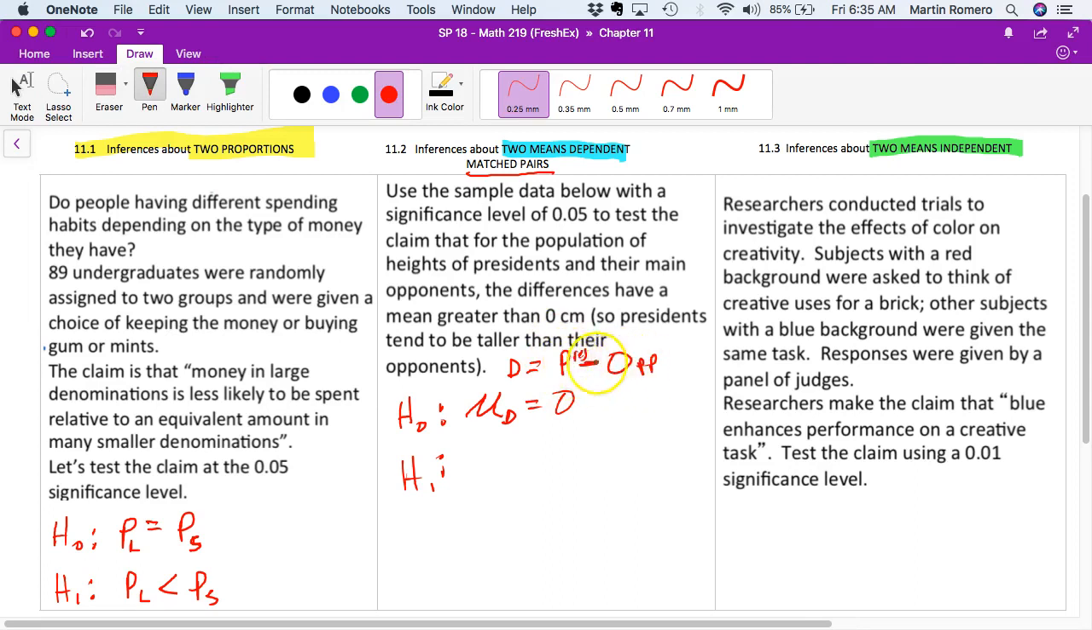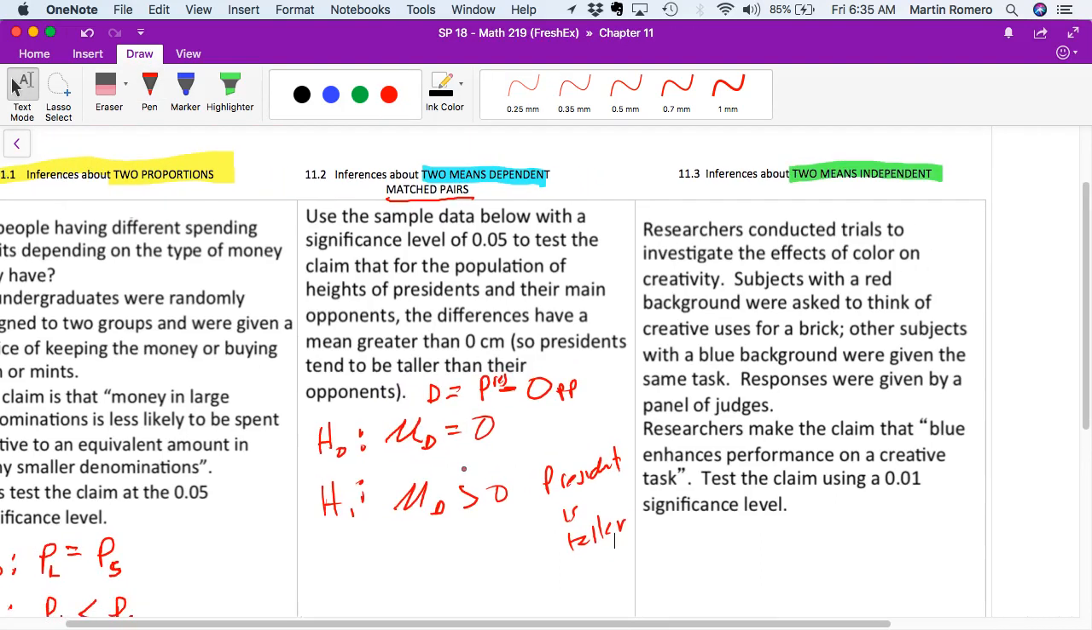So you're checking to see: is the president taller than the opponent? That's how you check, by subtracting. And then we're saying the difference is greater than 0, which means the president is taller. That's what that would mean there. You would set up that hypothesis, and that's the way it looks in StatCrunch.